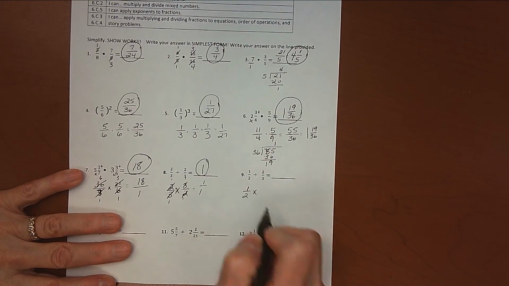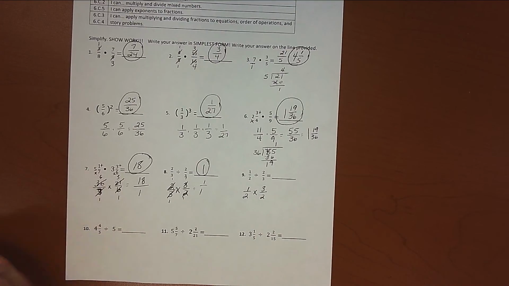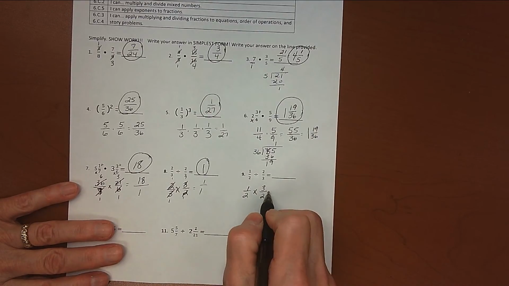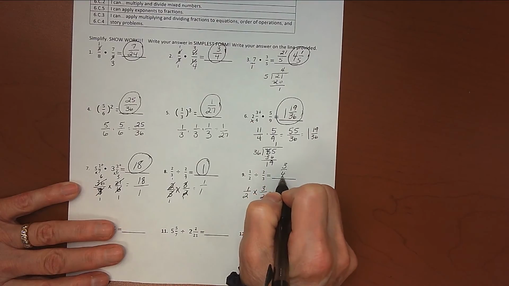Okay, so keep, change, flip. Keep the 1/2. Change the operation to multiplication, flip the second fraction. Look now for places to simplify. Don't do it before you do the flip. And then we don't have any place to simplify, so we get 3/4 here. So our answer there is 3/4.